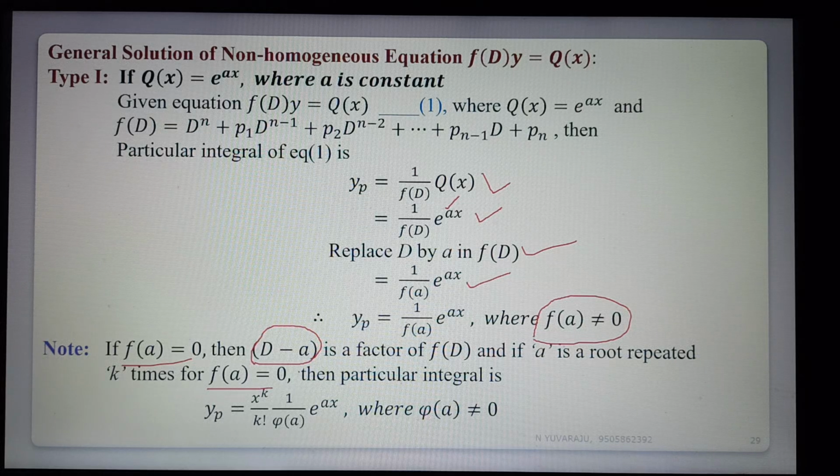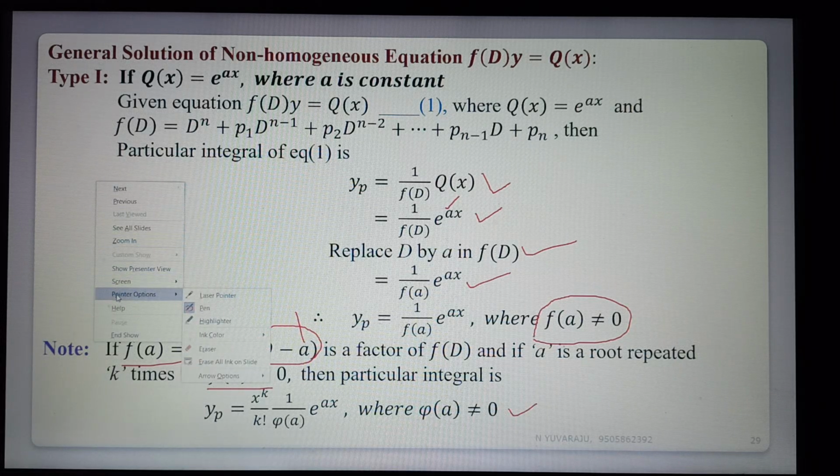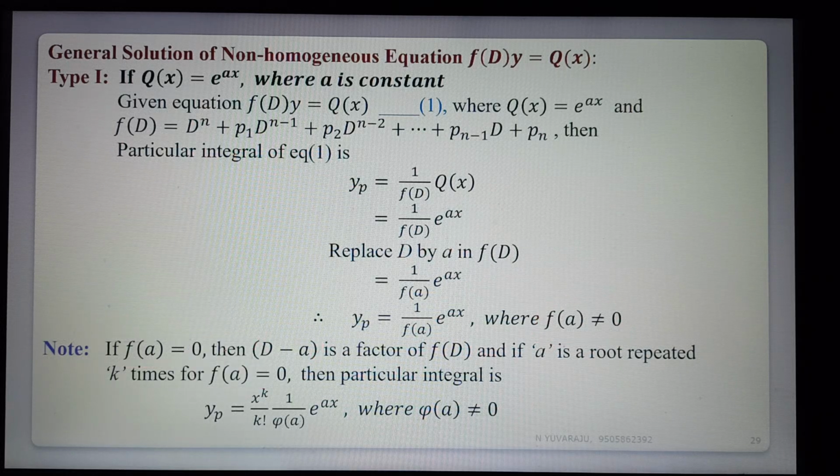In case f of a is equal to 0 and a is repeated k times, the particular integral is equal to x power k by k factorial into 1 by phi of a, where phi is the non-zero factor, that is, phi of a is not equal to 0. This is how we find the particular integral when Q of x is equal to e power ax. See the examples here.